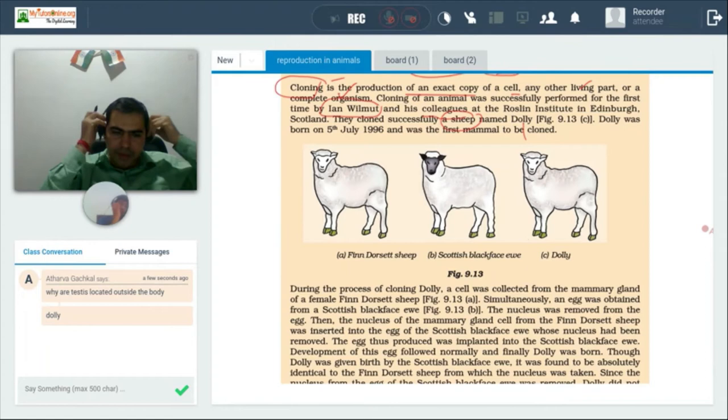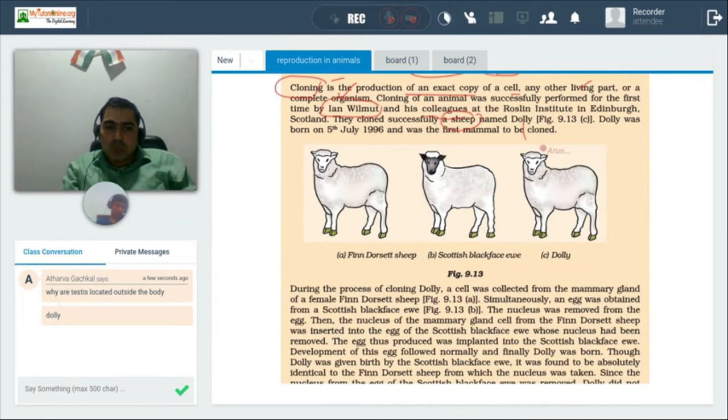So, how did this clone come into existence? This was basically created in lab conditions by using two parents, okay? And this was the first mammal to be cloned. Which was the first mammal to be cloned? That was Dolly.